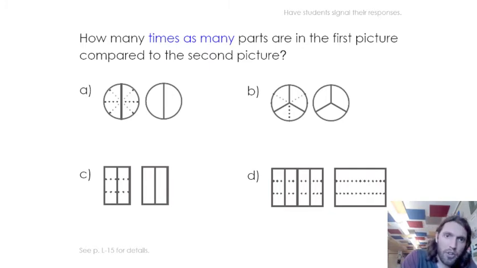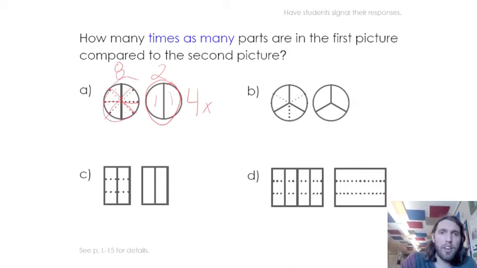Let's use our red. So this one here has, I'm just going to draw it more defined. So we have 1, 2, 3, 4, 5, 6, 7, 8. So this has 8 parts, and this has 1, 2 parts. So what do we need to multiply by for 2 to become 8? We need to multiply by 4. So that means that this picture here needs to be multiplied by 4 to get the amount of spaces here. So this picture here has 4 times as many parts.